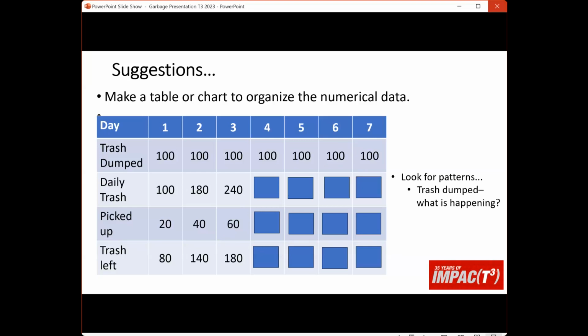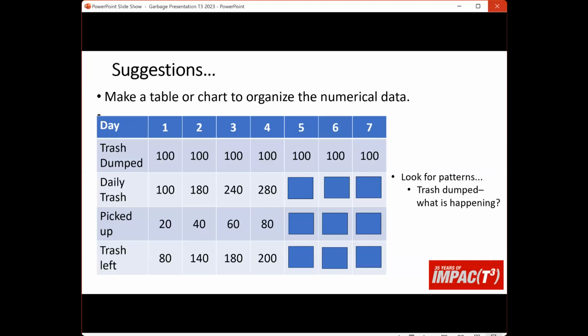Okay. And once again, they're going to dump 100 pounds. So the daily trash to be picked up that day is going to be 280. There are going to be 4 people. Each one can pick up 20 pounds of trash. So that's a total of 80 pounds to be picked up. Students can see this logic. They really can. Okay. And so there's going to be 200 pounds left.